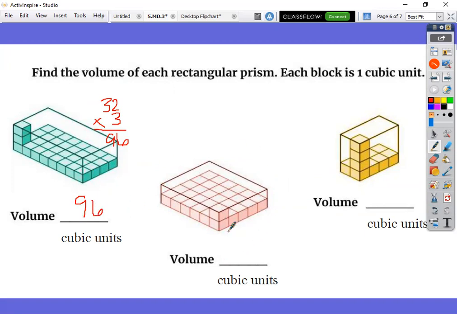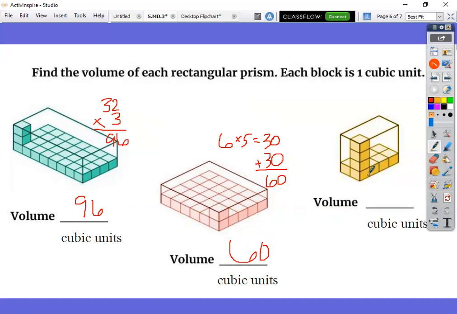The second prism here, we see 1, 2, 3, 4, 5, 6, and then 1, 2, 3, 4, 5. 6 times 5 equals 30. So there are 30 in the bottom layer. And how many layers do we see? There's 1 layer, there's 2 layers. So we have 30 for each of the layers that we see. And 30 plus 30 equals 60. So this one has a volume of 60 cubic units.